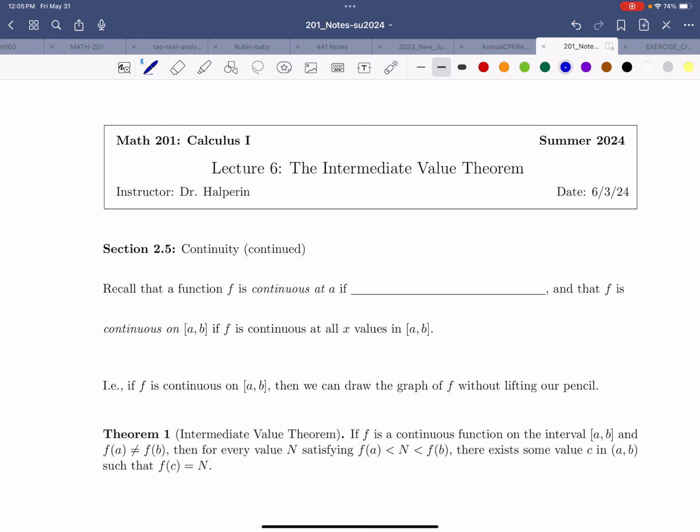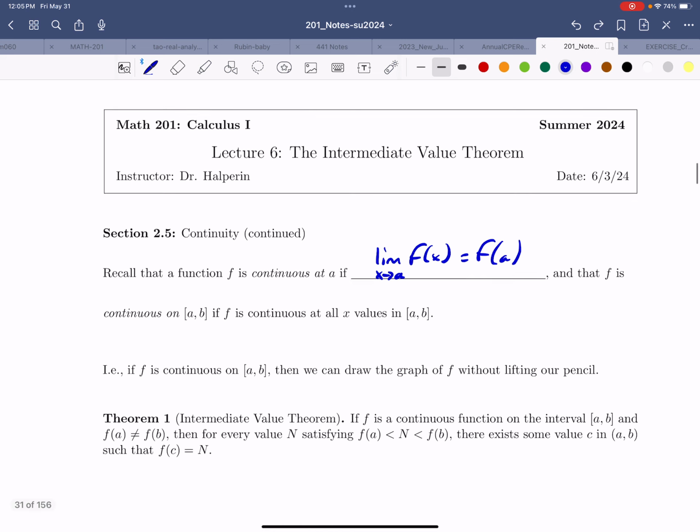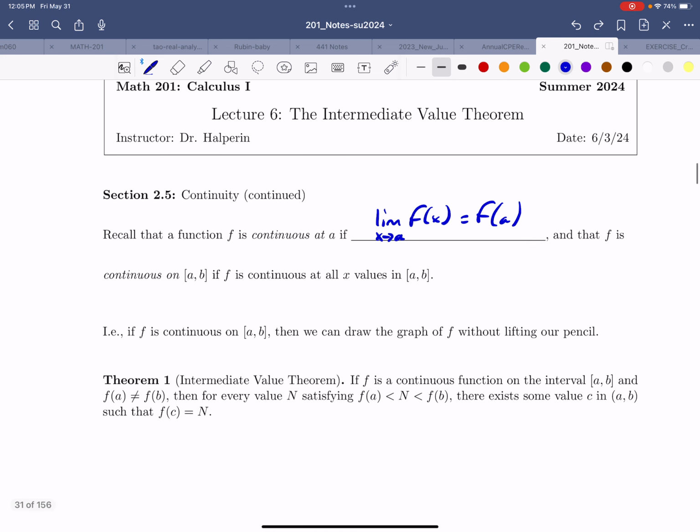So remember that a function is continuous at a point if the limit as x approaches that point of your function equals the function defined at that point. And remember that a function's continuous on a closed interval if it's continuous at all x values on the interval, right? Closed interval, meaning that the endpoints are in the interval.